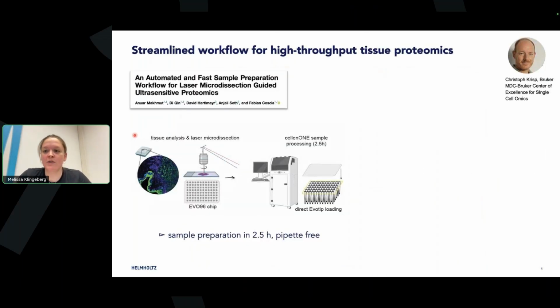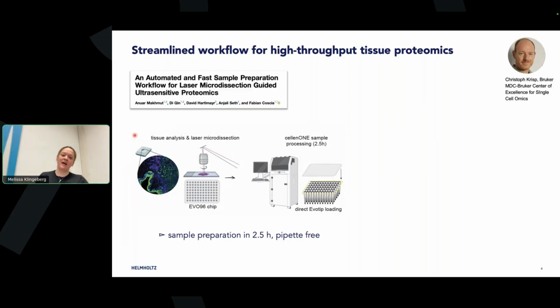For this, I teamed up with Christoph Crisp from Bruker. We work here together in Berlin at the MDC Bruker Center of Excellence for Single-Cell Omics. It's a very nice collaboration between academia and industry. It's a lot of fun, and we're learning a lot from each other, I think.